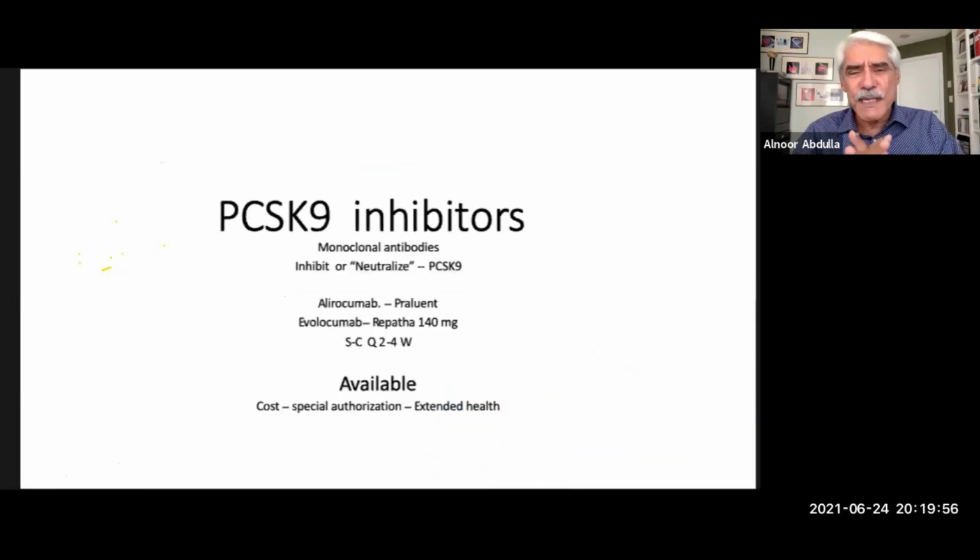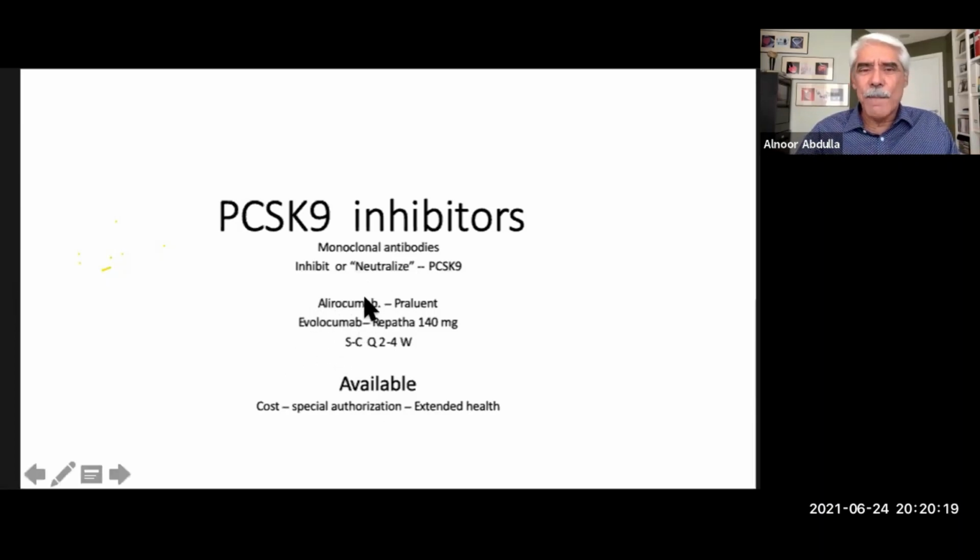So let's move to PCSK9. Those are available now, and they are monoclonal antibodies. They go in and neutralize PCSK9. So we have to know what PCSK9 is. Why do we have to go neutralize it or inhibit it? It comes in alirocumab or evolocumab.